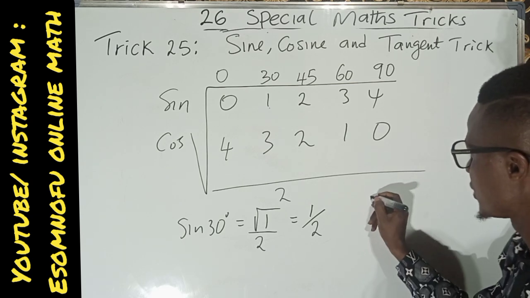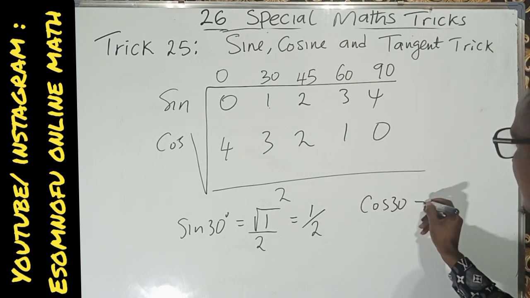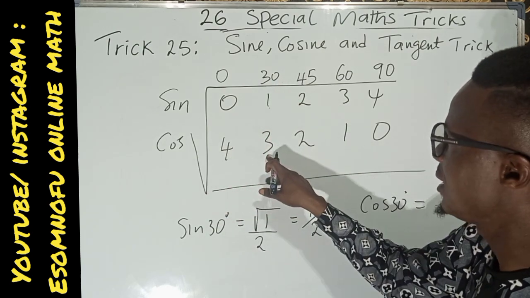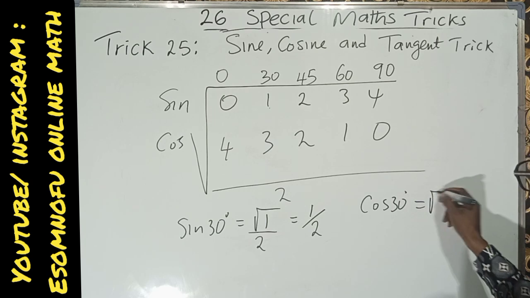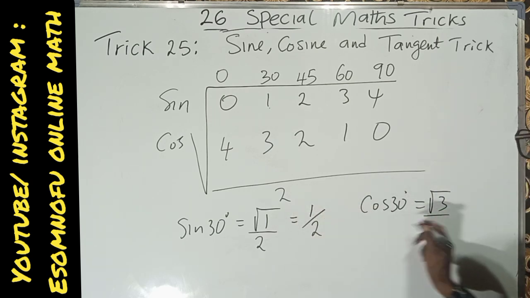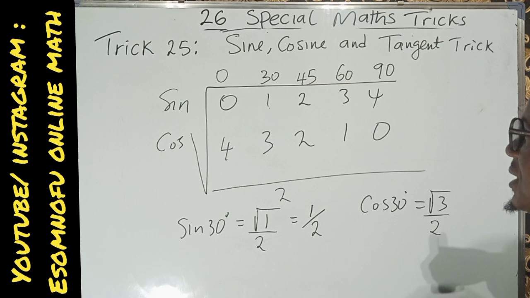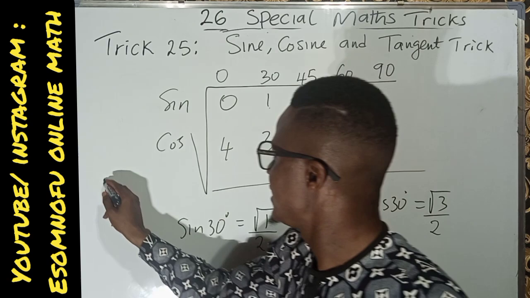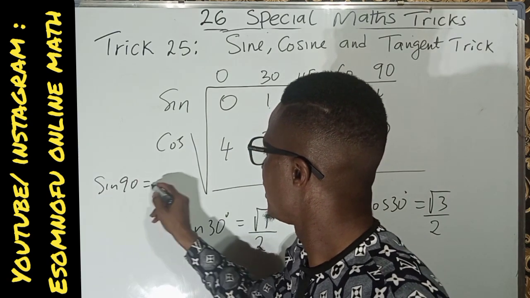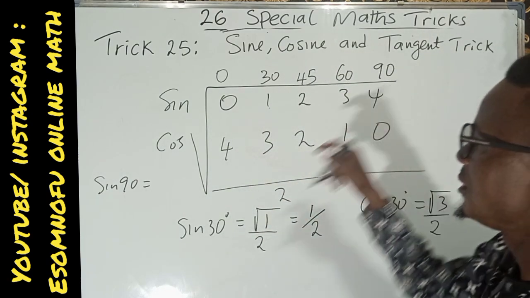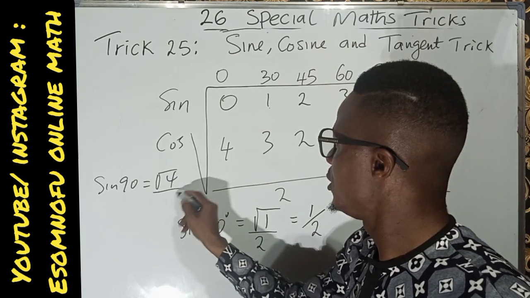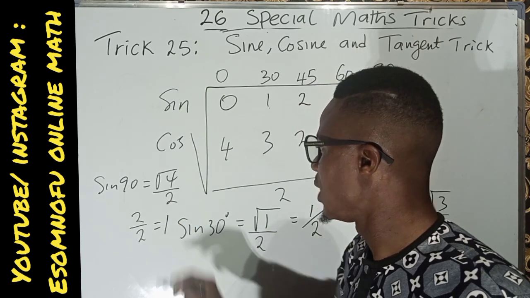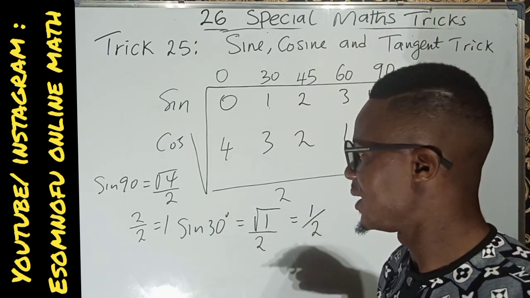If I'm talking about cos 30 degrees, look at cosine below here. Cosine is 3, and it's under root. I have root 3 all over these 2. This is the value of cos 30. Okay, now assuming I'm looking for sine 90. Sine 90 will now be, look at 90 here, 4, square root of 4 all over 2. And the square root of 4 is 2, all over 2, which gives me 1. Therefore, sine 90 is 1.